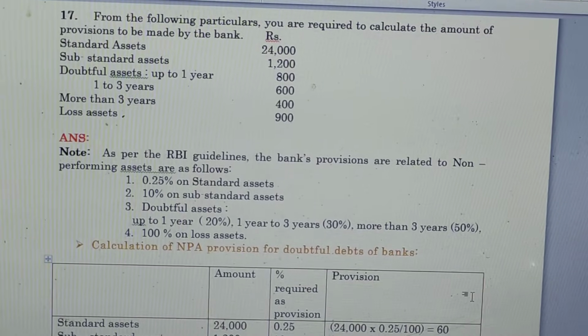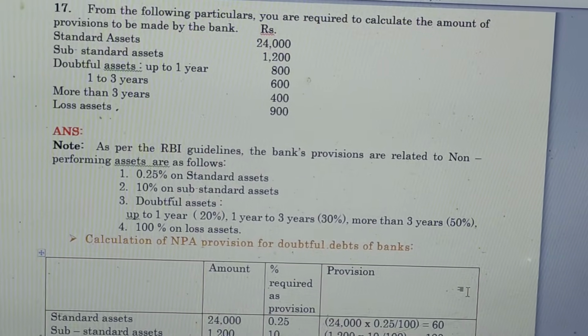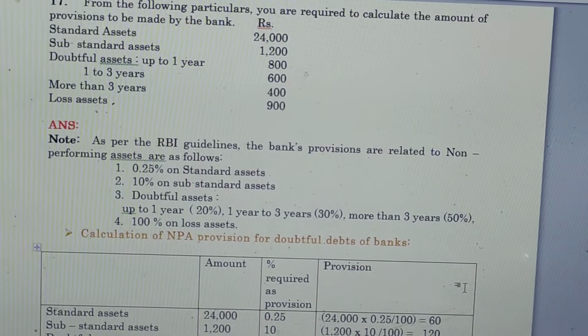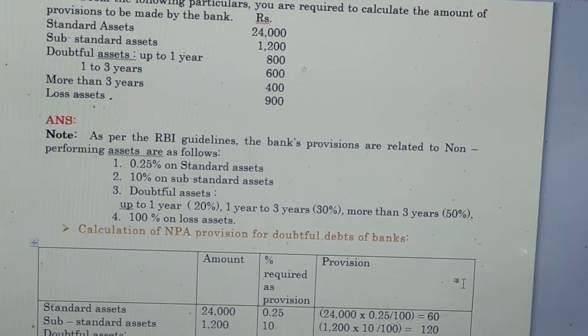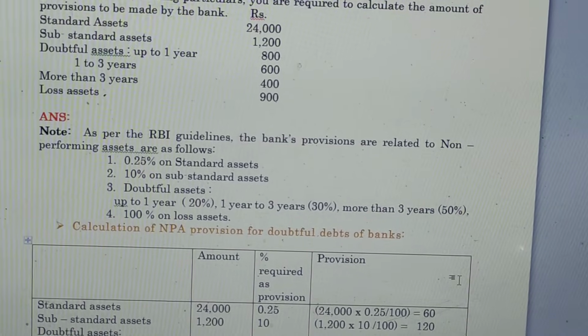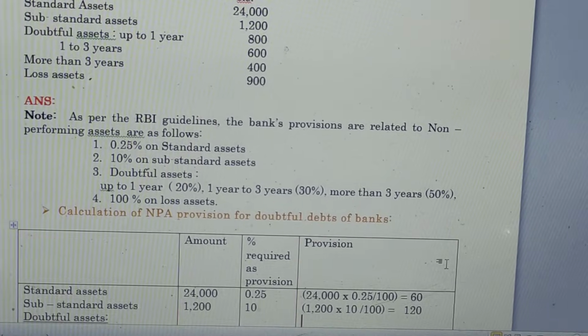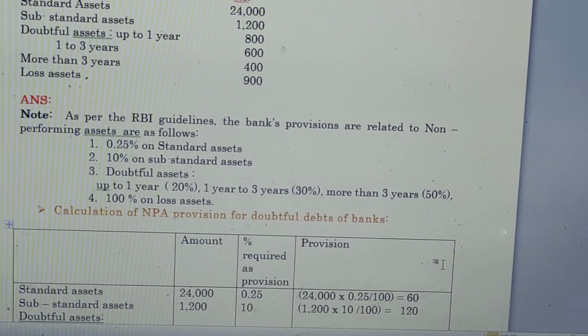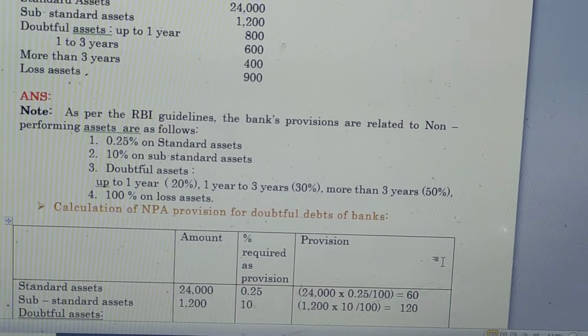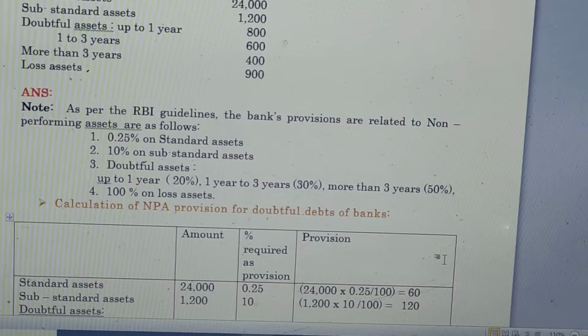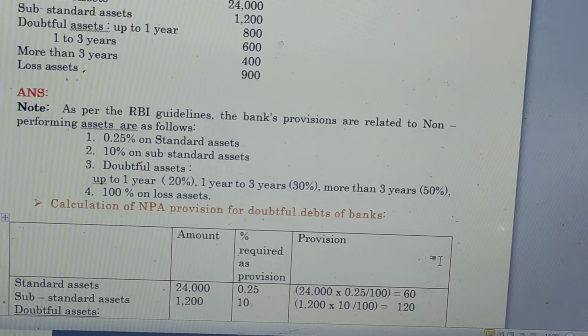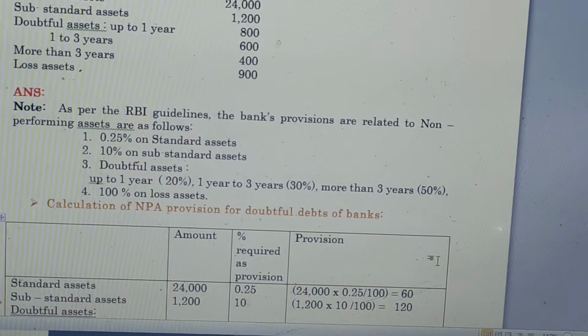Based on the information, we are going to find out the provisions for doubtful debts of a bank related to non-performing assets. So before going to find out the provision, we should know the RBI guidelines, how much percentage we have to take for calculating the provisions.